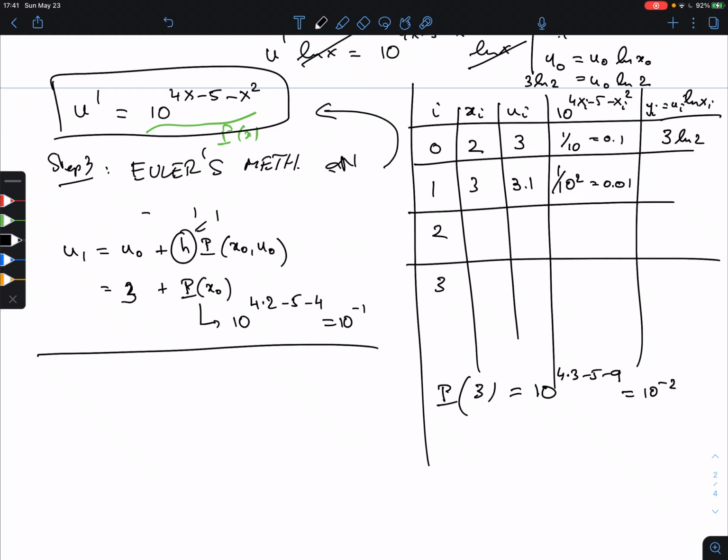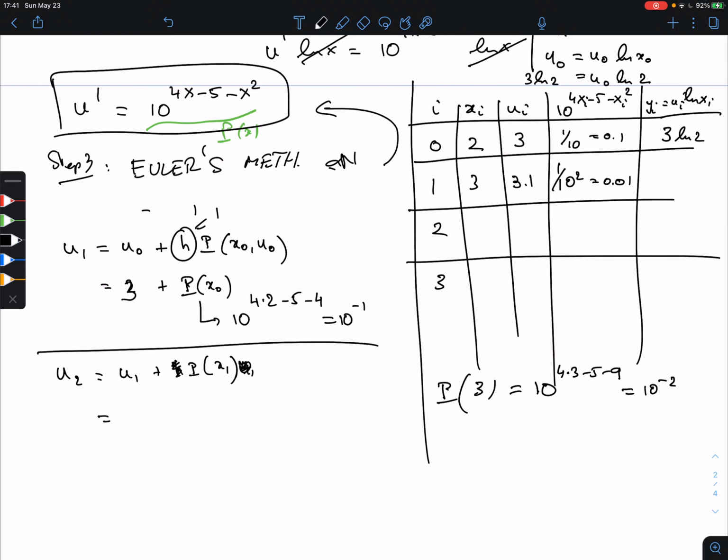Okay. Let me fill in the y's at the end, because that's not important. Okay, so what are we going to do? Well, the formula says U2 is U1 plus h times P of x1, U1, but there's no U1, so let me not write it, and there's no h, so let me not write it either. H is 1. Okay, and so U1, we have that's 3.1. And we just calculated P of x1 is 0.01, so just where this comes from, right? This is the 3.1, and this is the 0.01. Okay, we put these two together, and so we see that this is equal to 3.11. So 3.11. Now we know what U2 is.